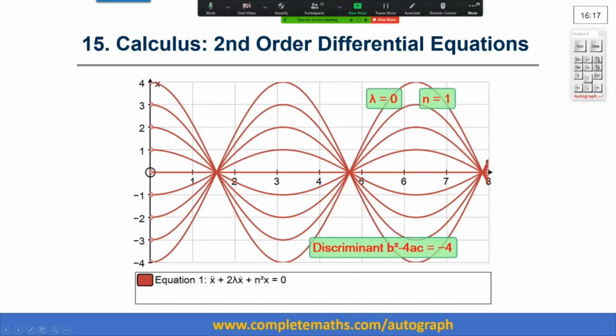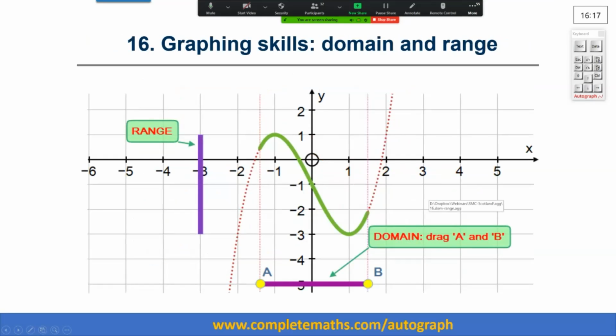Differential equations again, and looking at the discriminant and the damping, it's all there, and x double prime, double dot, plus 2 lambda x, lambda's the damping, and so on. So a lovely topic, nice and practical.